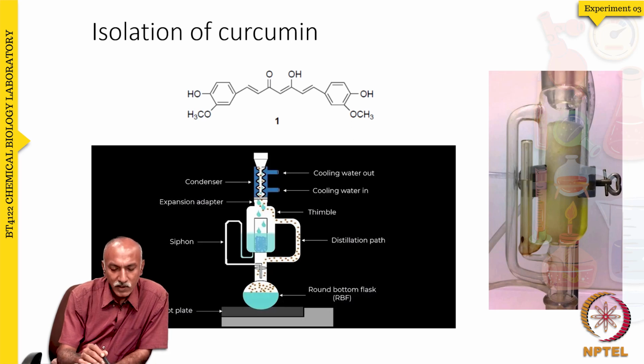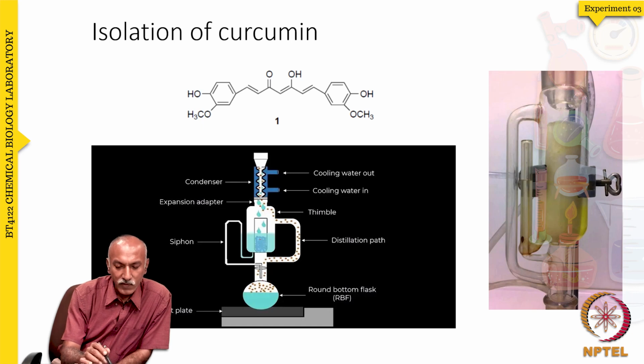In the Soxhlet apparatus, you pack your turmeric powder and add dichloromethane in the round bottom flask on the heating mantle, and you make it boil. At the top you have a condenser, with cooling water coming in and going out. The solvent gets boiled, goes up, and comes down, and it extracts the molecules present. It is a slow extraction.